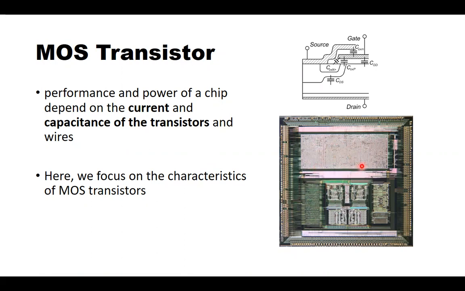One is the current flowing through these transistors, and second, the capacitance of those transistors. And one more item is the wires which are connecting the transistors to each other, forming circuits. So where is the capacitance of the transistor?